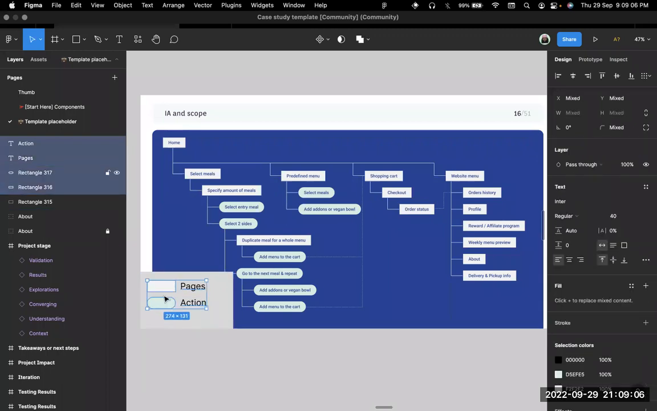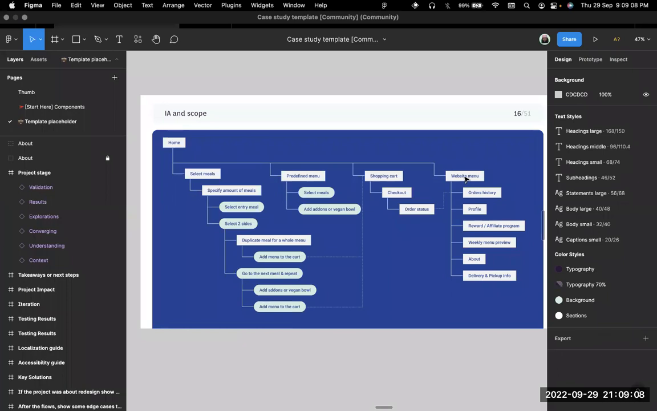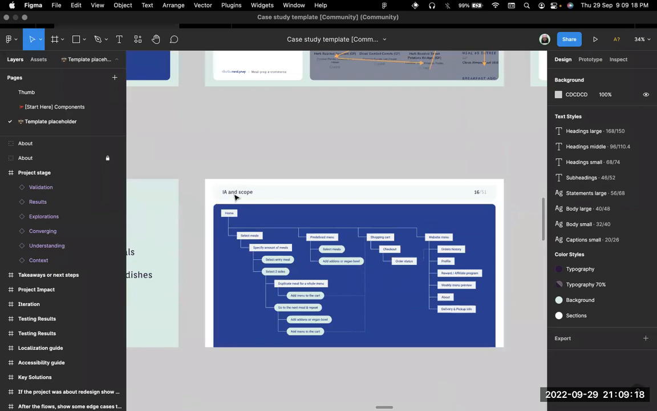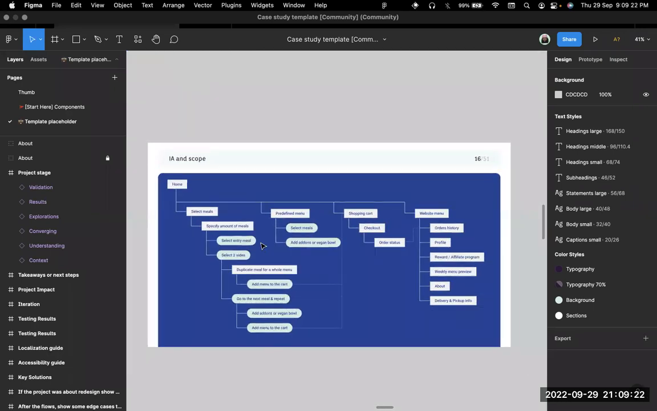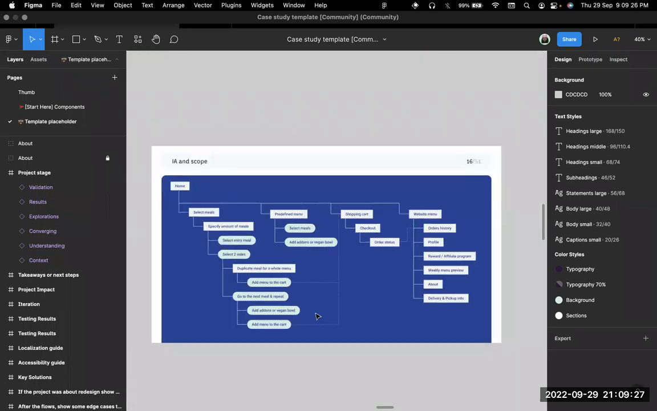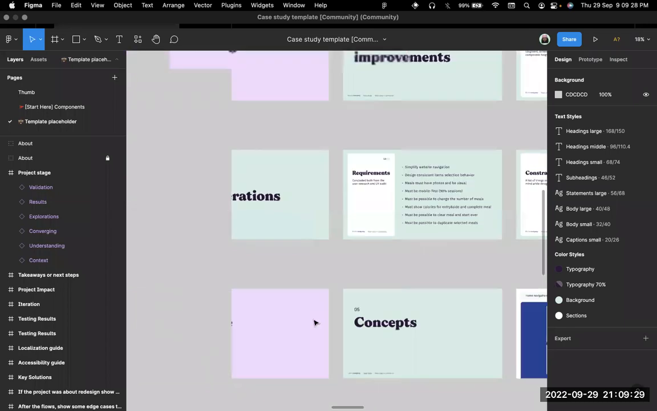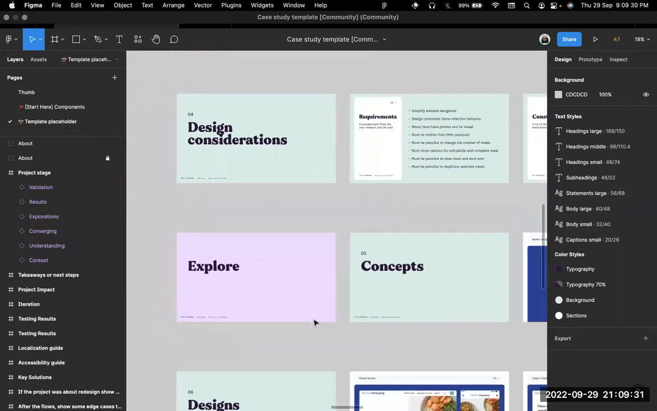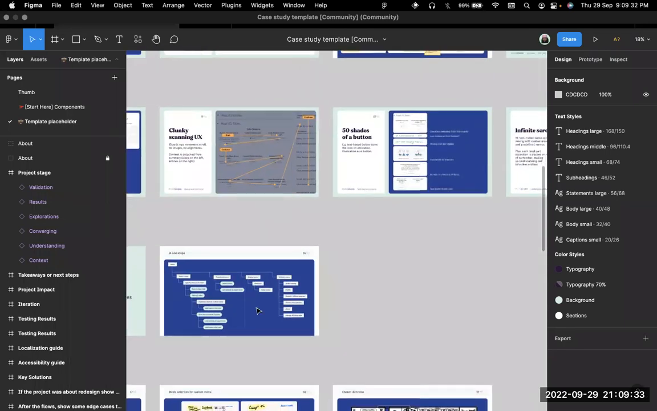Of course, I said this is not a sitemap because this part might look like a sitemap, but these other parts look like features and functionalities. So I'm not going to call this a sitemap, but this person is calling it a scope and information architecture. I will not structure my information architecture this way, but if you have a legend, then this works.